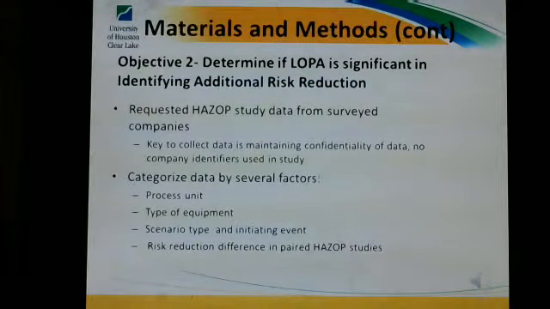The second objective, which is determining if LOPA is significant in identifying additional risk reduction in comparison to the typical HAZOP study. The same companies that were requested information on the risk tolerance criteria were also requested HAZOP study data. A lot of companies were reluctant to provide this information because they were concerned about the confidentiality of the data. So in this part of the study, of course, no company identification or identifiers were used to keep the confidentiality of the data.